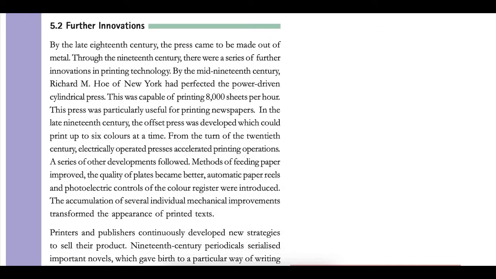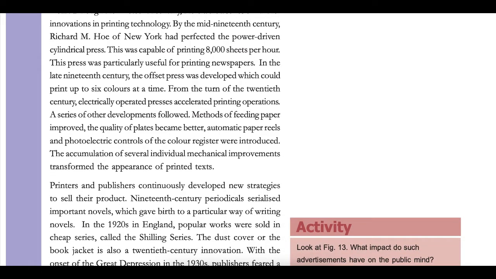Further innovations. By the late 18th century, the press came to be made out of metal. Through the 19th century, there were a series of further innovations in printing technology. By the mid 19th century, Richard M. Hoe of New York had perfected the power-driven cylindrical press. This was capable of printing 8,000 sheets per hour. This press was particularly useful for printing newspapers. In the late 19th century, the offset press was developed, which could print up to 6 colors at a time. From the turn of the 20th century, electrically operated presses accelerated printing operations.